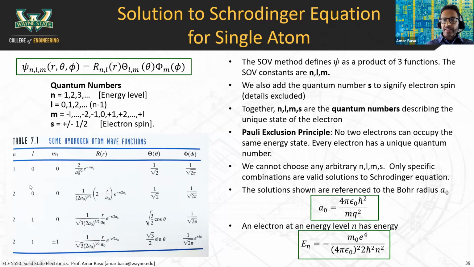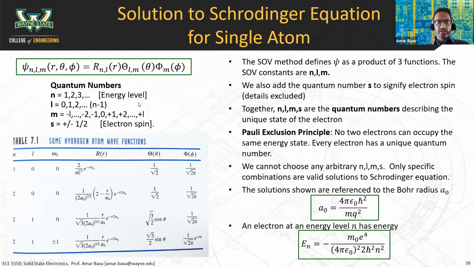And there are specific n, l, and m where a solution can exist. So the first possible state is where n is equal to 1, l is equal to 0, and m equals 0. The second possible solution is when n equals 2, l equals 0, m equals 0. You cannot choose any arbitrary combination of n, l, and m and have a corresponding wave function. There are only certain combinations which are allowed. We don't have the time to go into the details of why that's the case, but just take that at face value. Okay, so these numbers here are called quantum numbers.